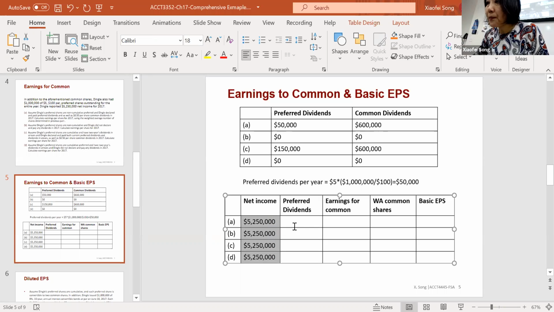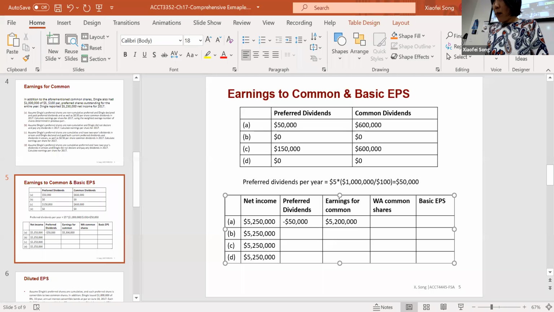Okay, so in the first situation, the preferred dividend is paid. So we need to subtract that preferred dividend from earnings to determine earnings for common. So the earnings for common would be $5,200,000.